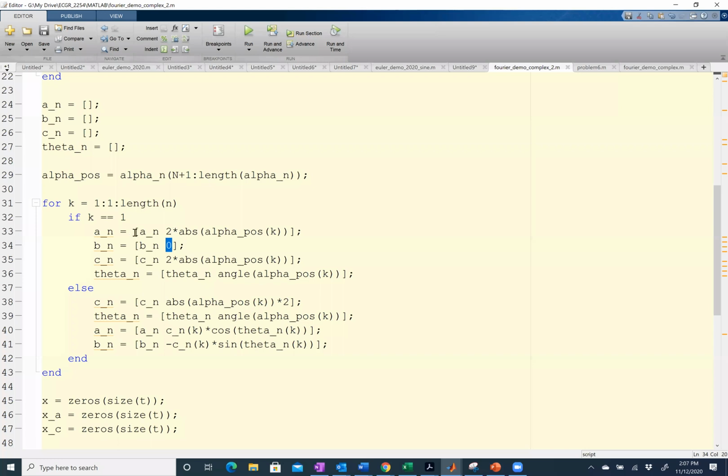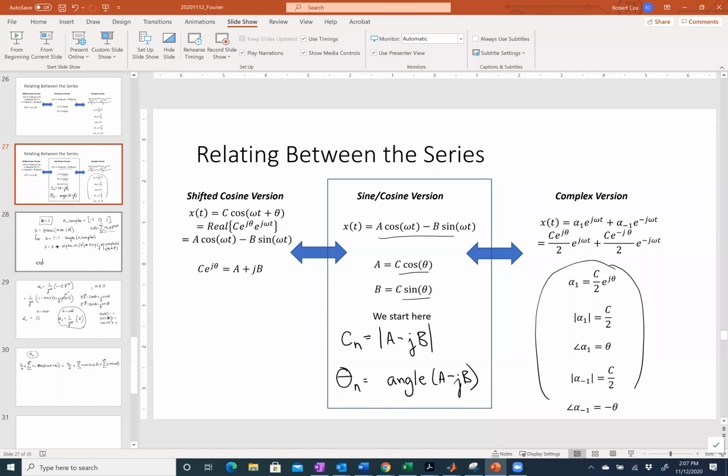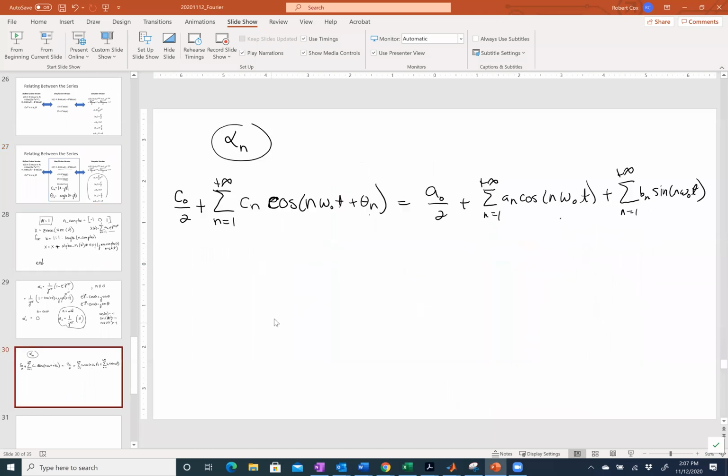Now, what I did here was I said a of 0 is equal to 2 times the absolute value of the alpha value. I didn't necessarily have to do absolute value, but I did, and I should be careful. And technically, I'll just keep it that way. If you look at what I've done here by two times that value, that fits with the equation we have for the series here, right?